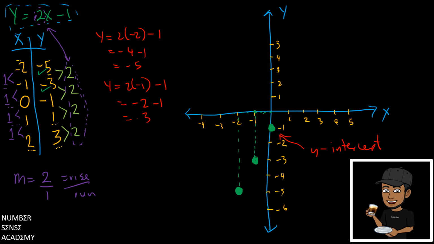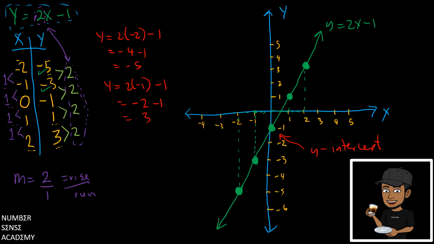And then my next point would be (1, 1). So 1 in the direction of x and up 1 in the direction of y. And then (2, 3), so 2 in the direction of x, and then up 3. And boom. And then now I'm going to connect these. Nice. And then the last thing I normally do is label my equation.